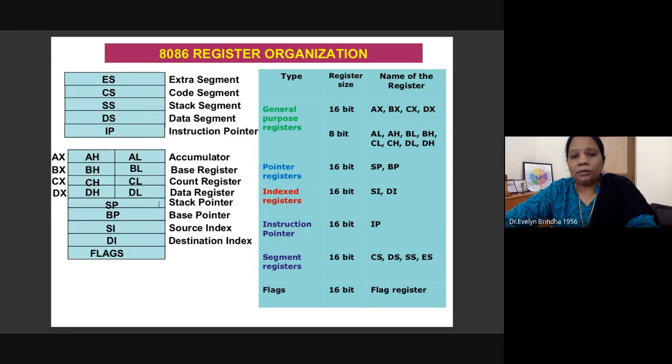So stack pointer, you know the task, right? It will always point to the what? What is the job of a stack pointer? What is the task of a stack pointer? Hey, come on, don't upset me. What will a stack pointer do?